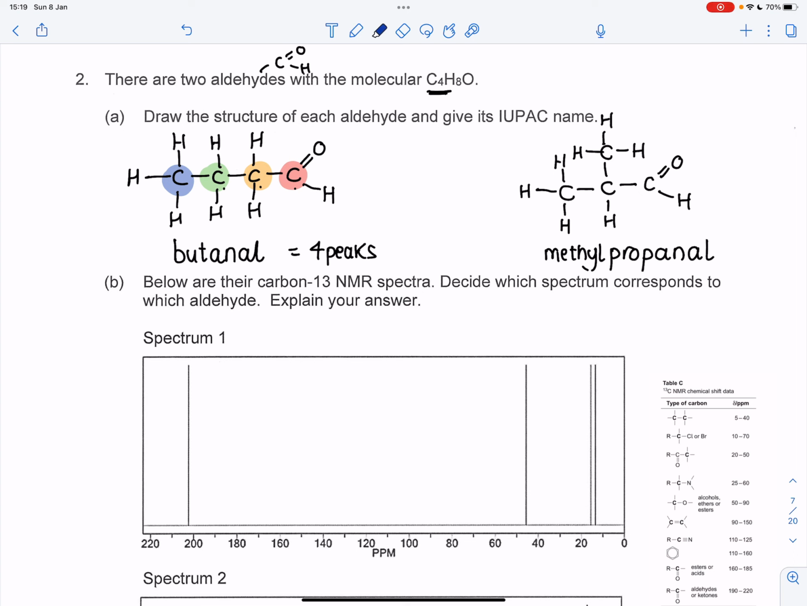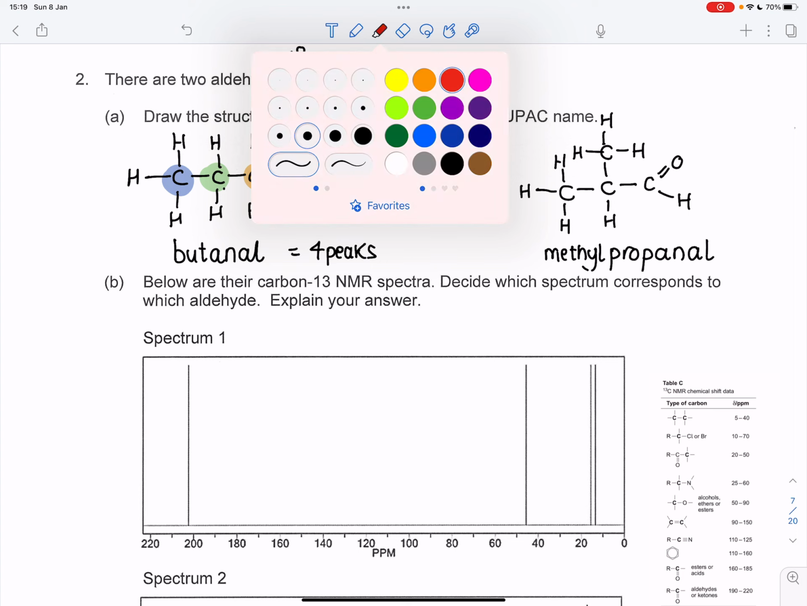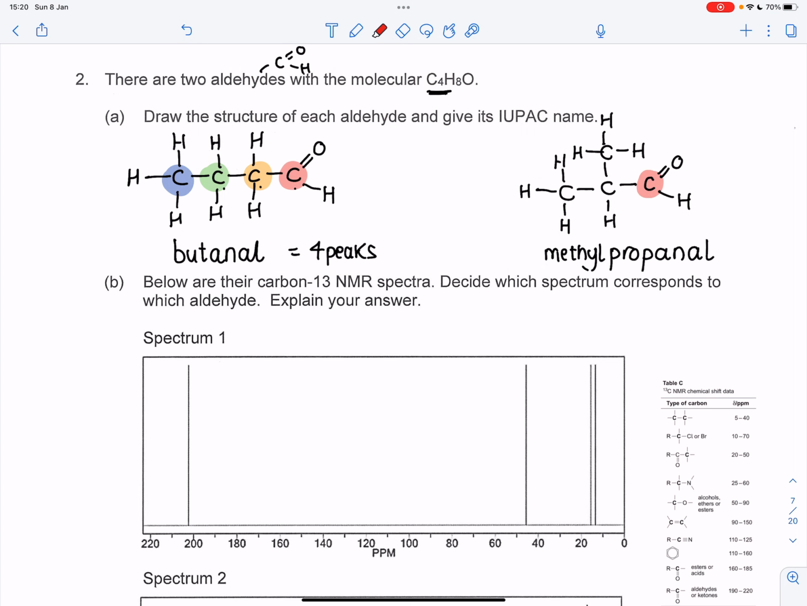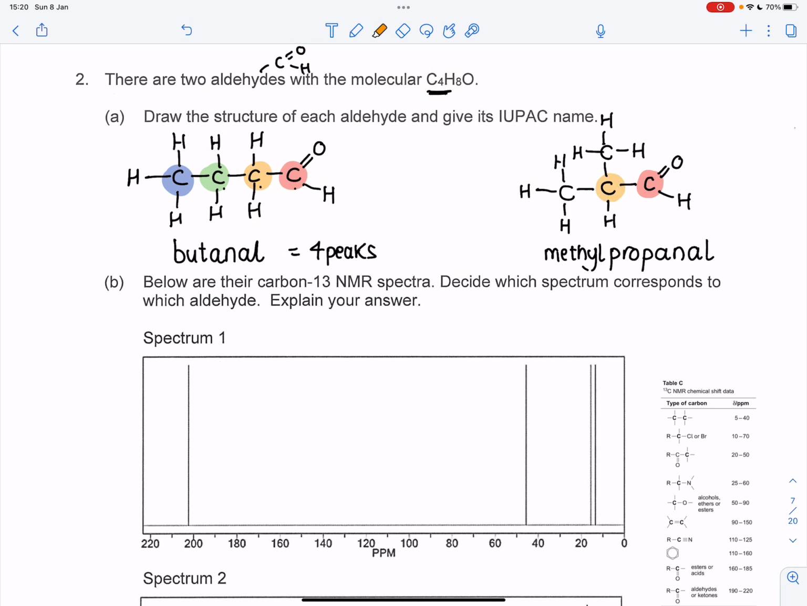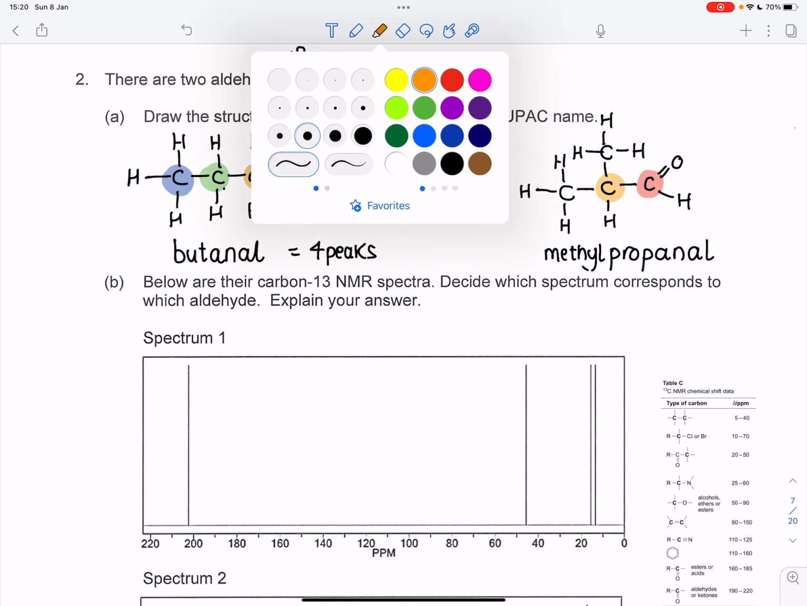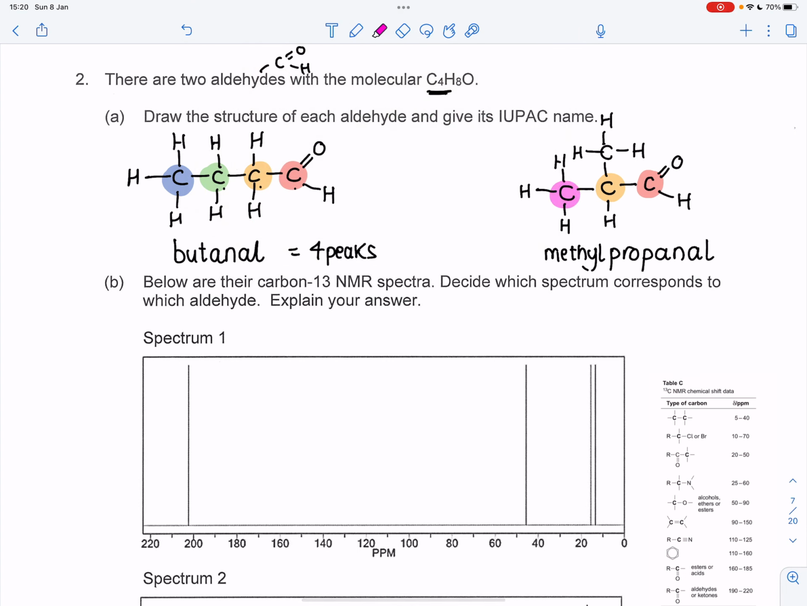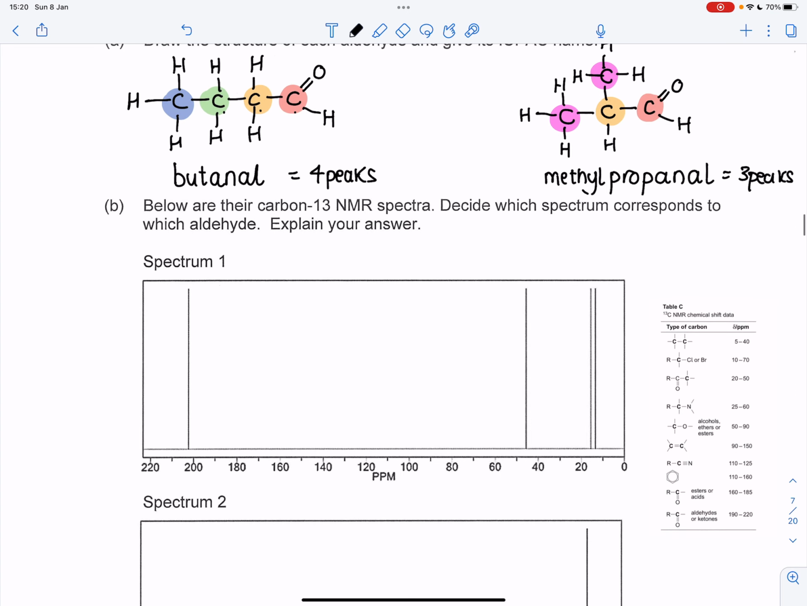When we look at methylpropanal, we've got the aldehyde carbon at the end, and the one adjacent to the aldehyde carbon is going to be very similar to the one in butanal. But then we have 2 methyl groups both attached to that carbon, and they would be the same as one another because they're in the same environment. So we'd only expect to see 3 peaks.